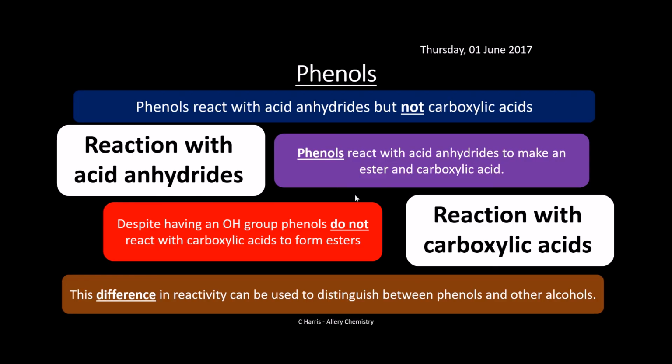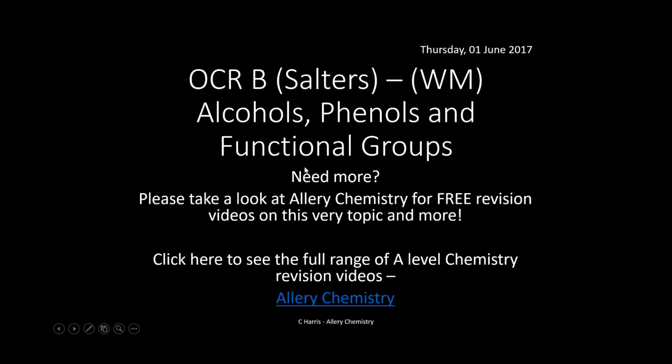Okay, so whereas we can distinguish between phenols and carboxylic acids using carbonates, we can distinguish between phenols and alcohols by reacting them with anhydrides and carboxylic acids. They won't react with carboxylic acids, but they will with acid anhydrides. And so that's how we can distinguish between the two. Obviously, alcohols will react with both of them. Okay, and that's it. That's an overview of alcohols, phenols, and functional groups for OCR B Salters.